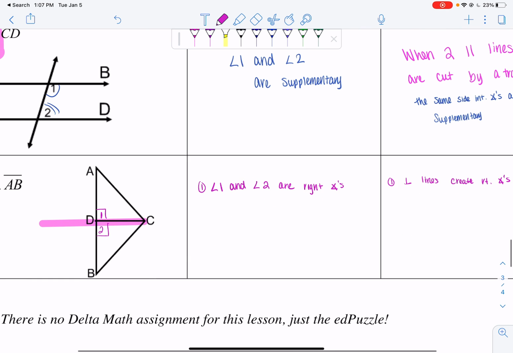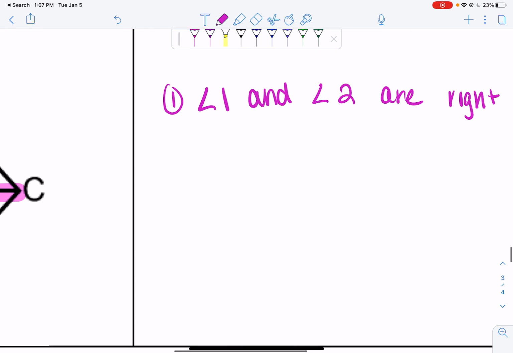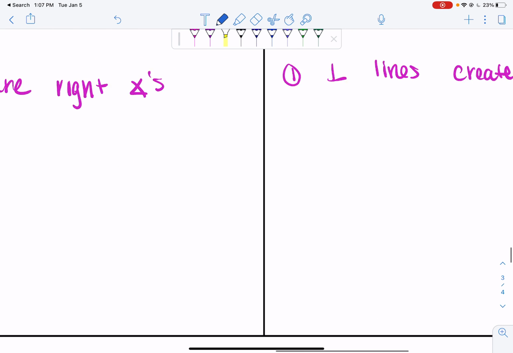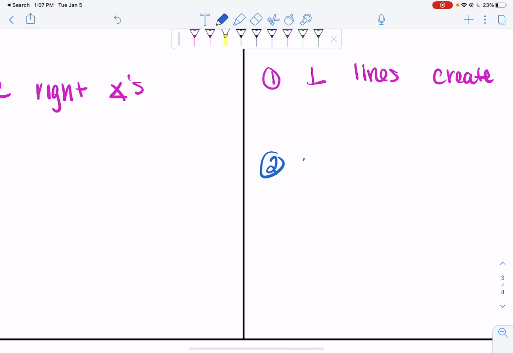And then, last but not least, since I know that they're 90 degrees, I know that they're going to be congruent. So I can say angle 1 congruent to angle 2. And your reasoning will be all right angles are congruent.